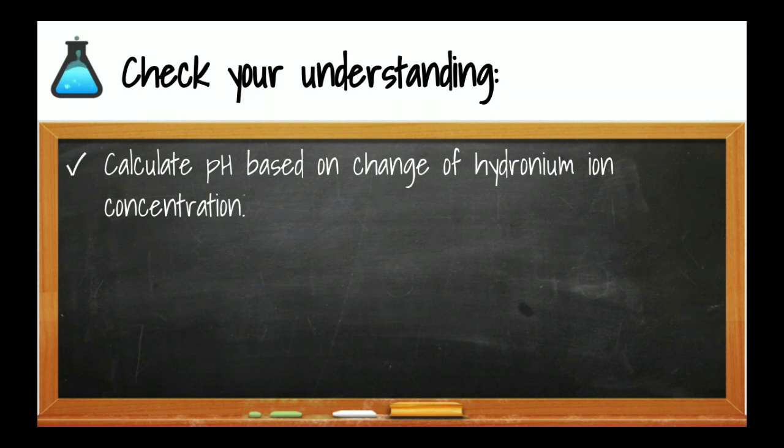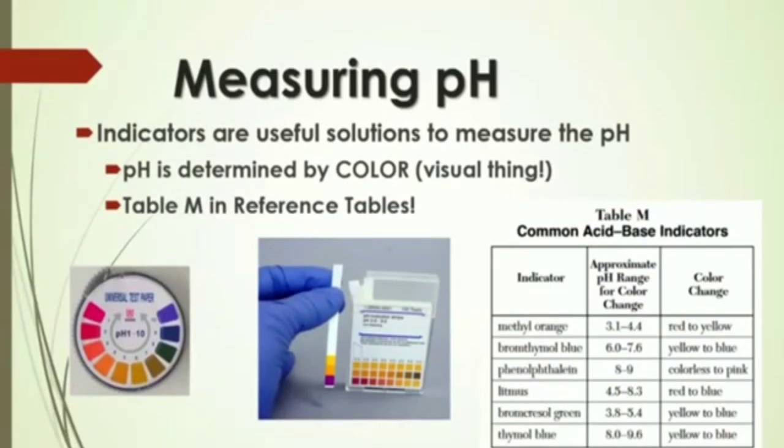Again, this is review. When using pH indicators, we will use reference table M to determine the color the indicator will turn in various pHs. Of course, we remember that acids have pHs between 0 and 7, and bases have pHs from 7 to 14.